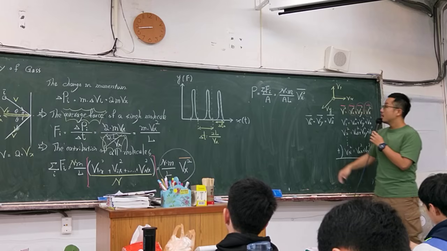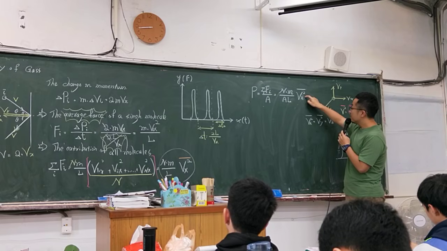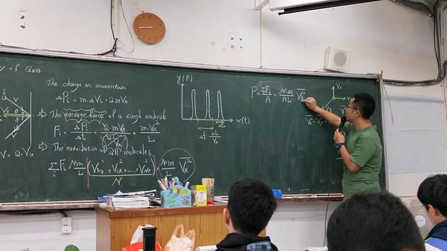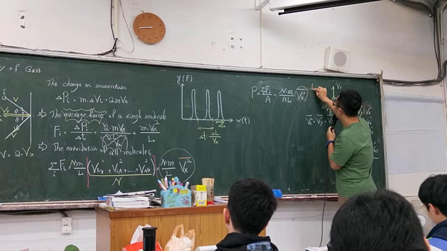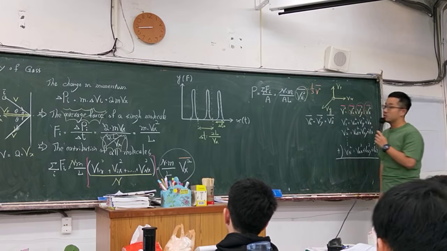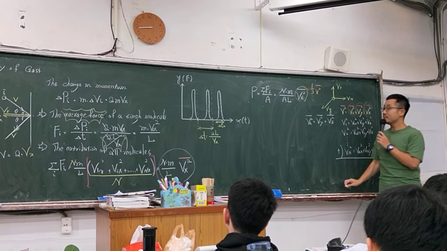So I can fairly write the average of vx squared as 1/3 the average value of v squared. Okay?